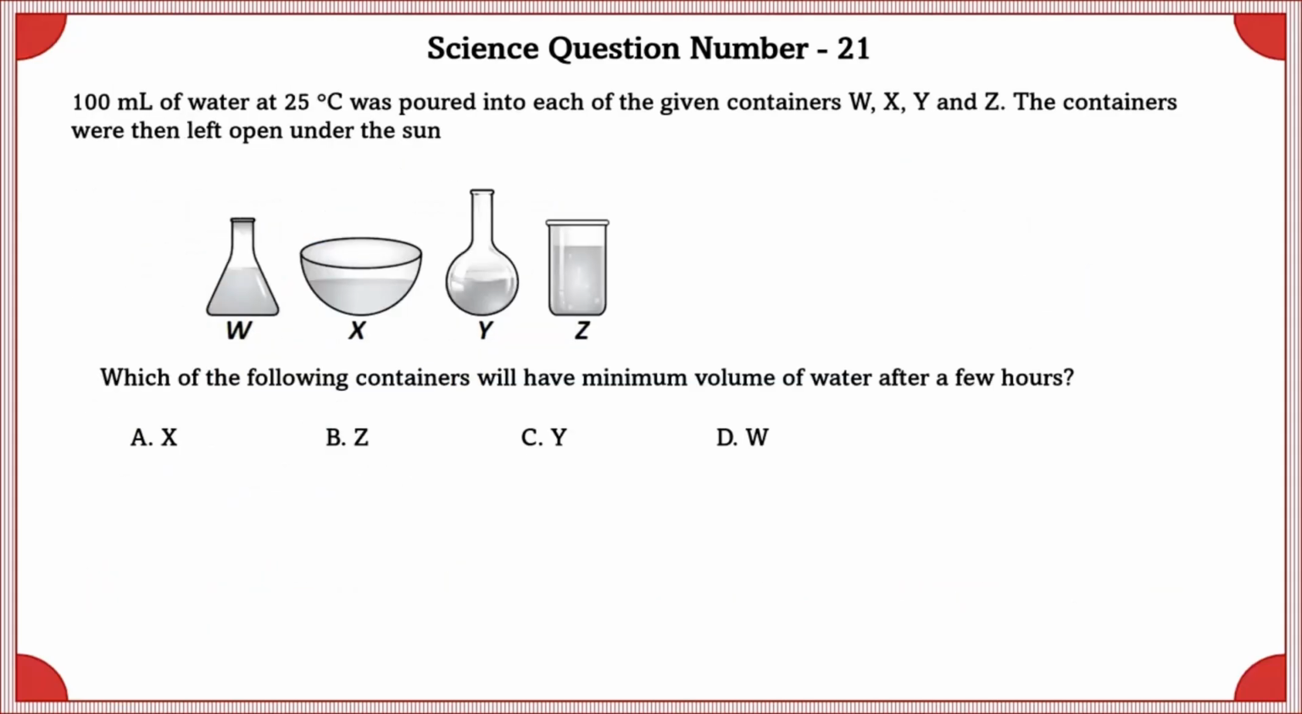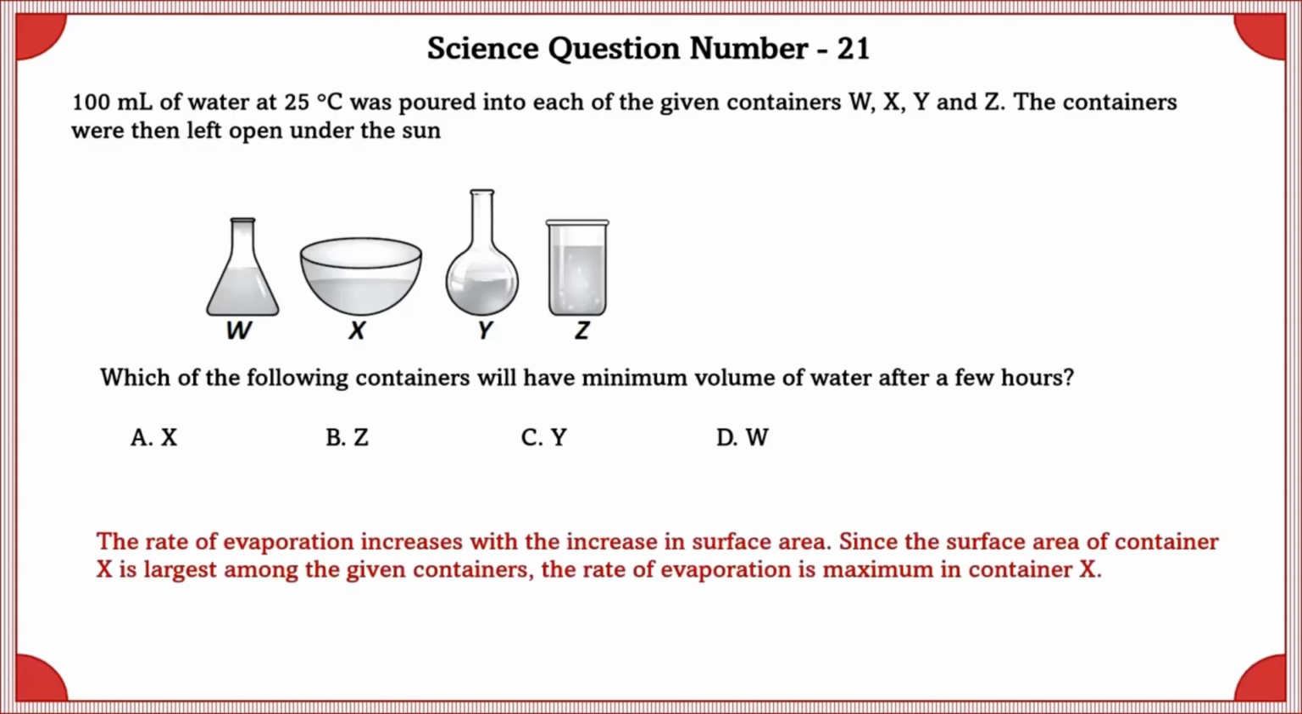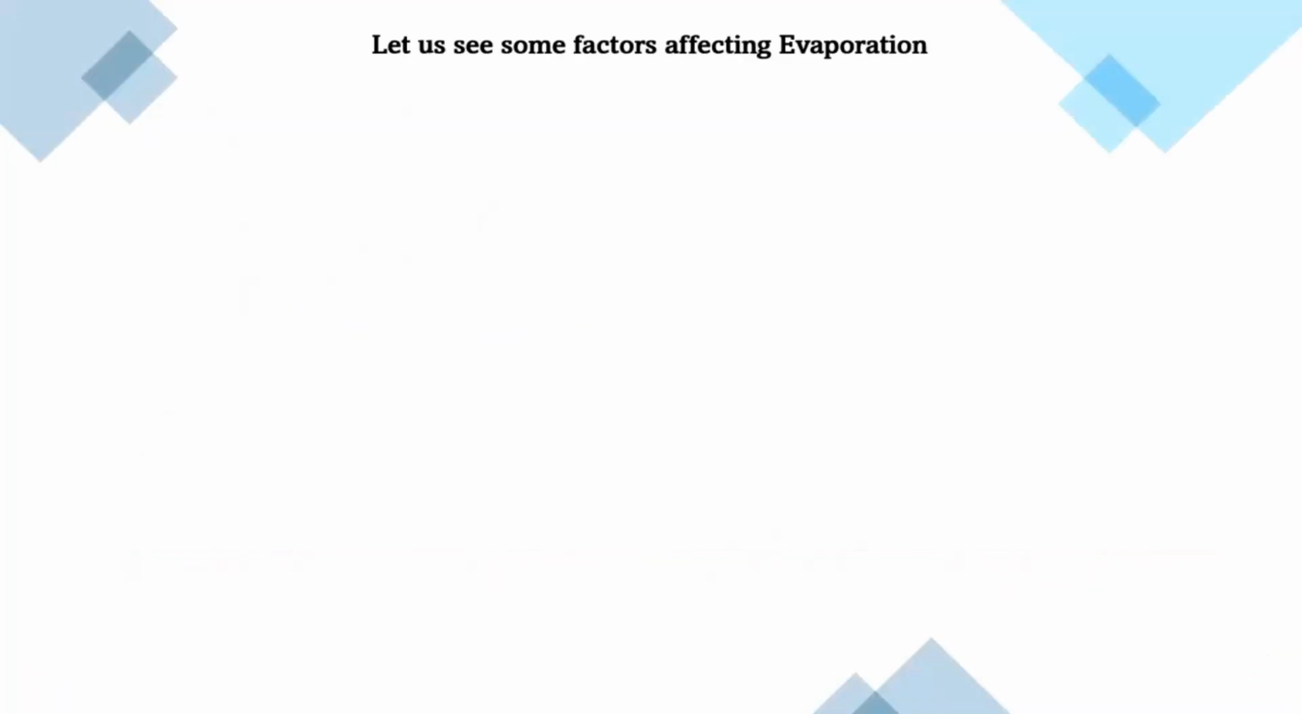Science question number 21. 100 ml of water at 25 degrees Celsius was poured into each of these given containers W, X, Y and Z. The containers were left to open under the sun. Which of the following containers will have minimum volume of water after a few hours? The rate of evaporation increases with the increase in surface area. Since the surface area of container X is largest among the given containers, the rate of evaporation is maximum in container X. Let us see some factors affecting evaporation.